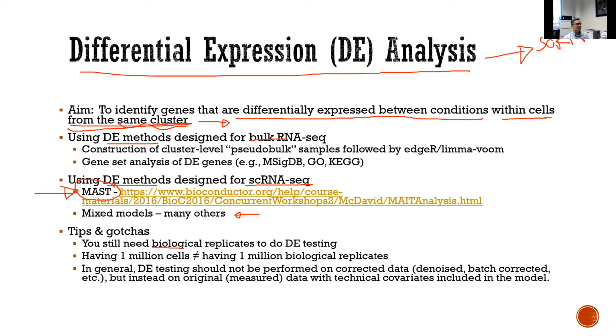Sometimes you still need biological replicates to do DE. But this is not such a stringent requirement for single-cell RNA-seq. Number one is the cost. It's so expensive, so you may not be able to afford multiple biological replicates of a single-cell RNA-seq sample. But on the other hand, if you don't have biological replicates, it's still doable because you have so many cells that have been sequenced from even one sample.